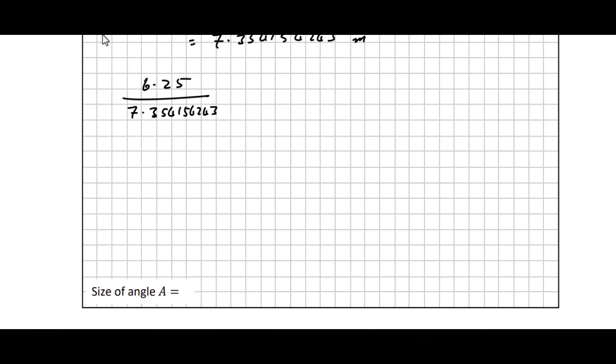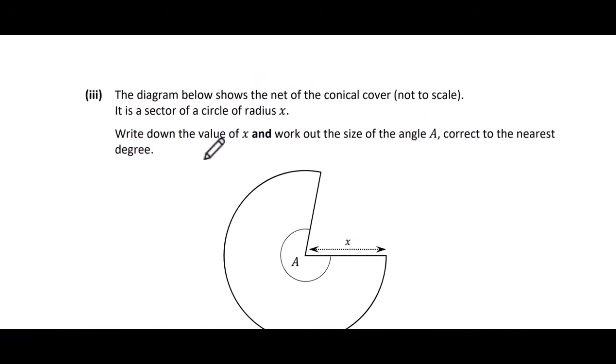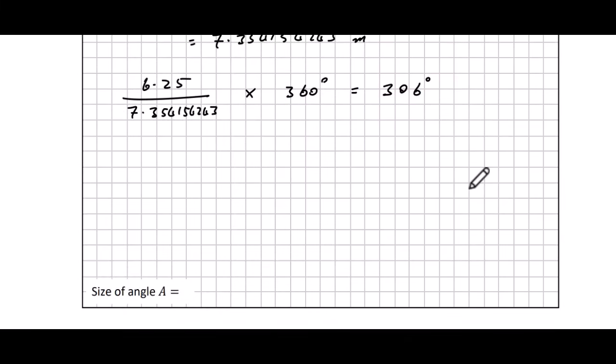We want the angle, so let's multiply that fraction by the entire circle, which is 360 degrees. When you do that, you get to the nearest degree 306 degrees. I think that's what they asked for here. Write down, work out the angle A correct to the nearest degree. Yeah, so it's 306 degrees.